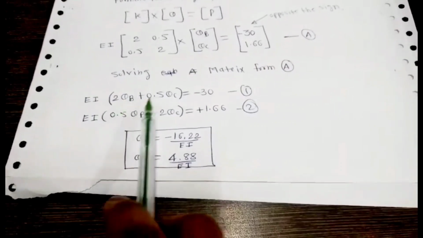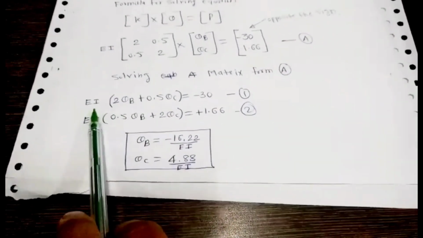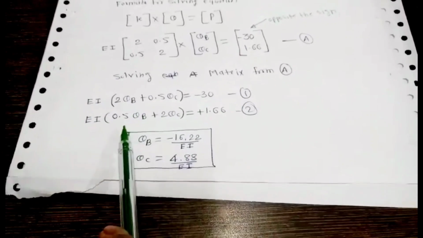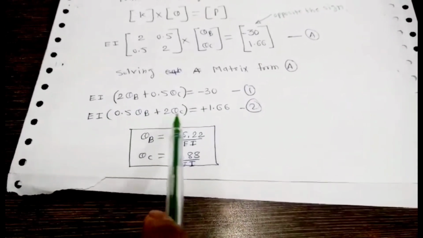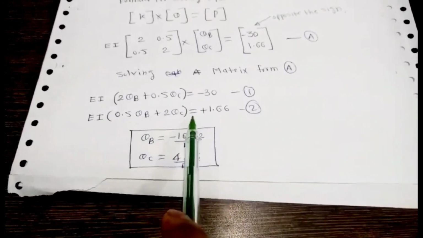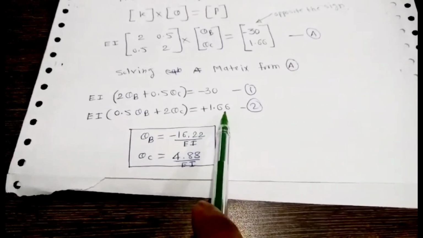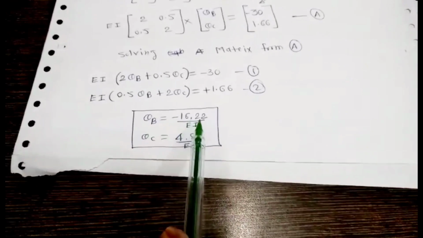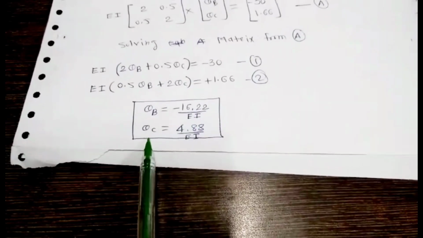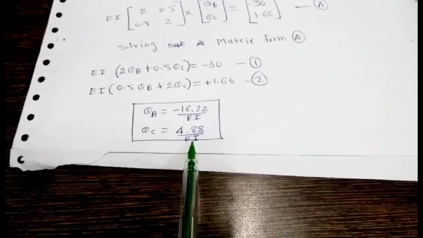So solving this matrix equation, the equations will be in this form: 2 theta B plus 0.5 theta C, into EI, is equal to minus 30, and 0.5 theta B plus 2 theta C, into EI, is equal to 1.66. By solving this with the calculator, you will get theta B equal to minus 16.22 divided by EI, and theta C equal to 4.88 divided by EI.